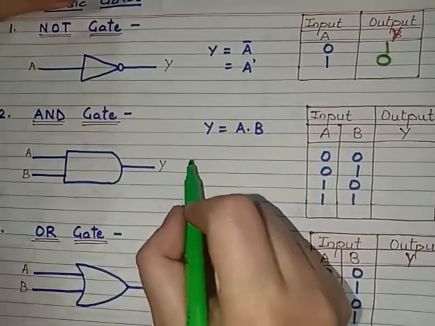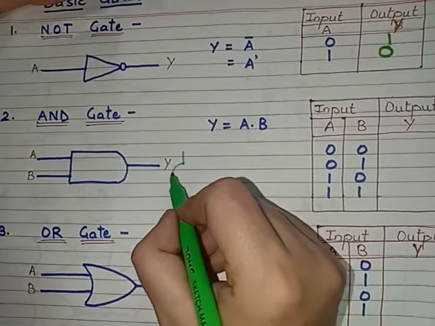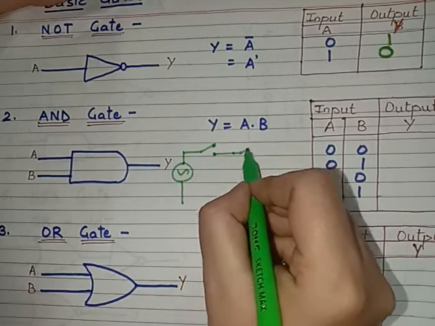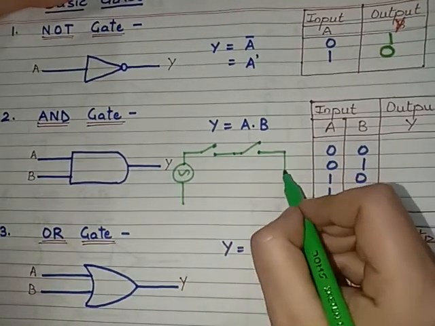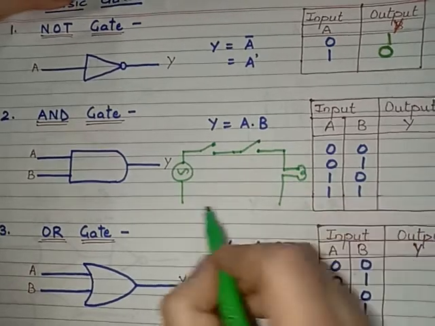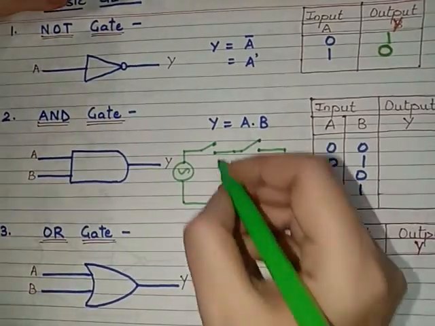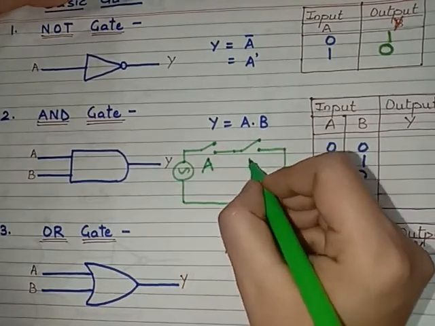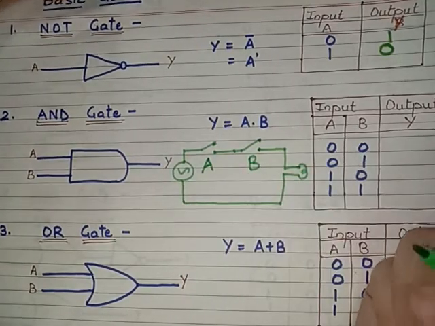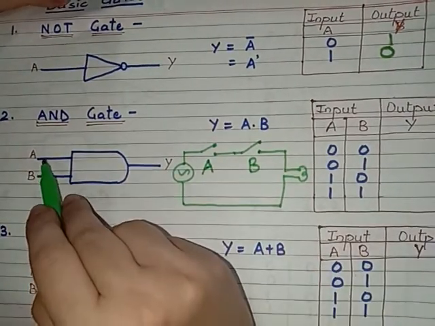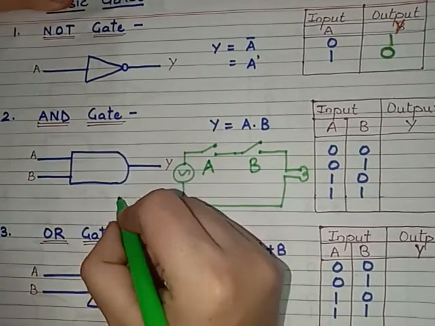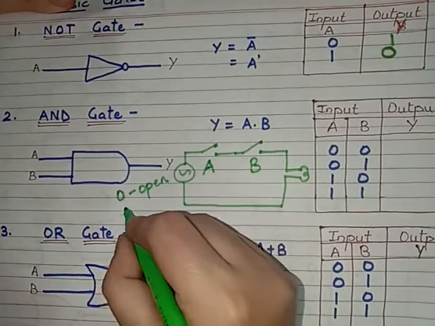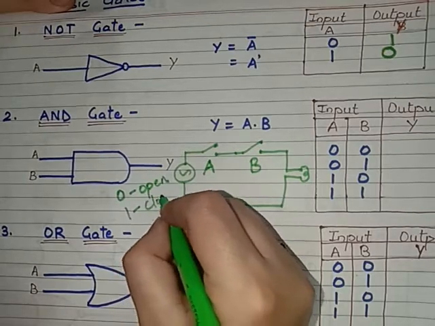Suppose we have an example circuit over here, like suppose you have a source over here, and in this simple circuit you have two switches with the bulb connected like this, and now this circuit is being like this. Suppose this switch is A and this second switch is B. Now we know that at the input we will be providing only 0 and 1. So suppose if we are providing 0, that means the switch is open, and if we are providing 1, then the switch is closed basically, right?